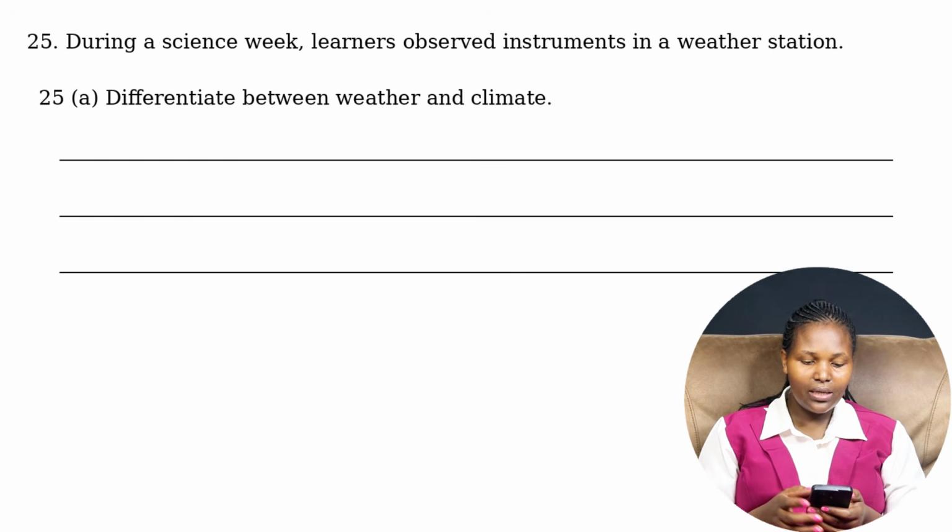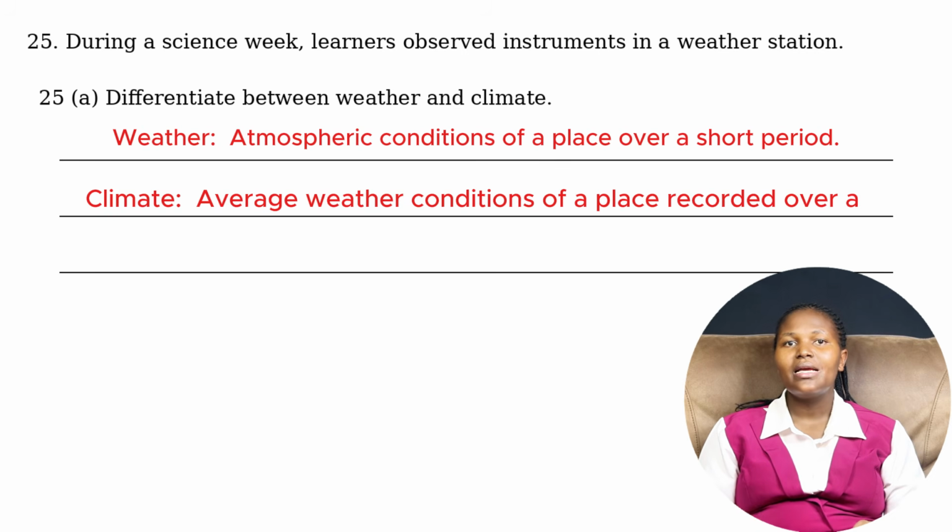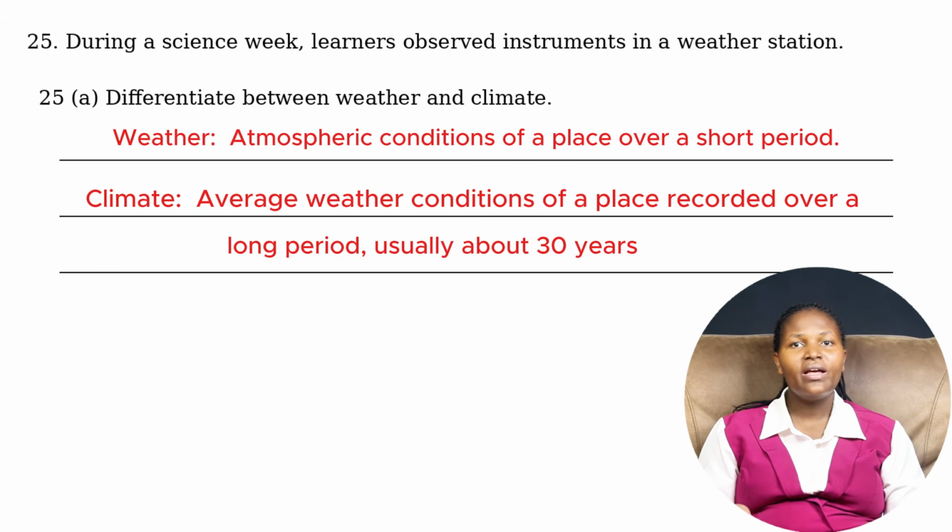During a science week, learners observed instruments in a weather station. Then A, differentiate between weather and climate. Weather, what is weather? Weather is atmospheric conditions of a place over a short period of time. But what is climate? Climate is the average weather conditions of a place recorded over a long period of time, usually about 30 years. So weather changes quickly. When we talk about weather, there are quick changes, but climate continues for very many years.